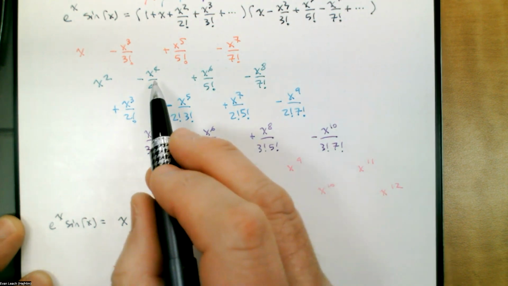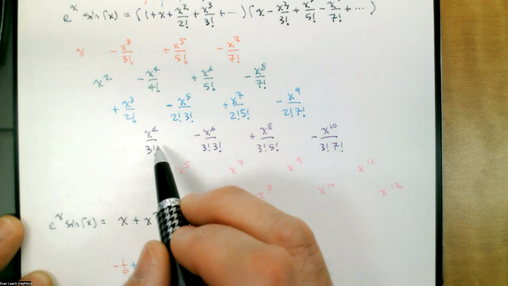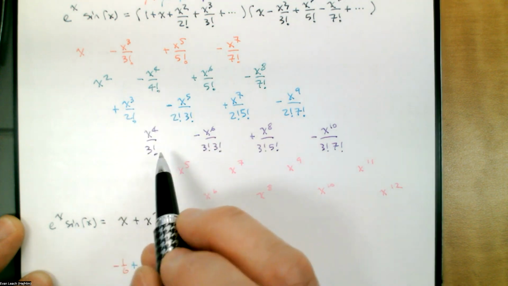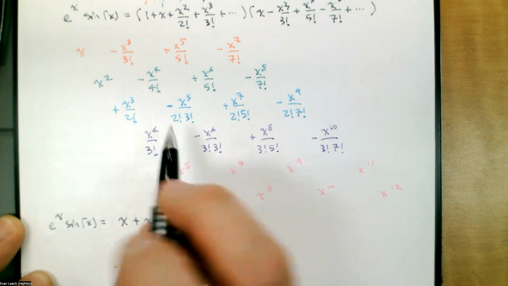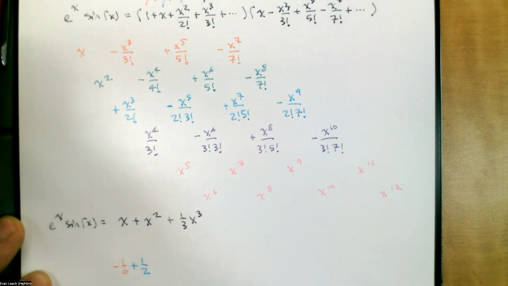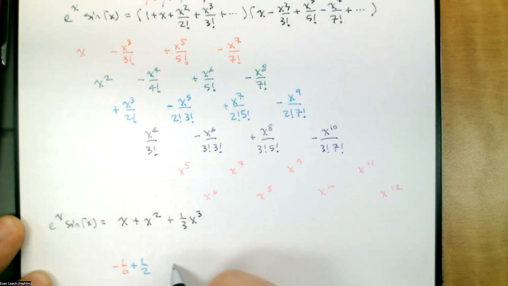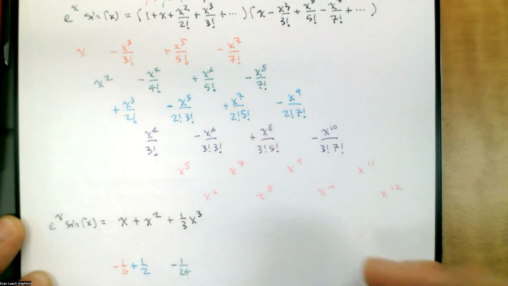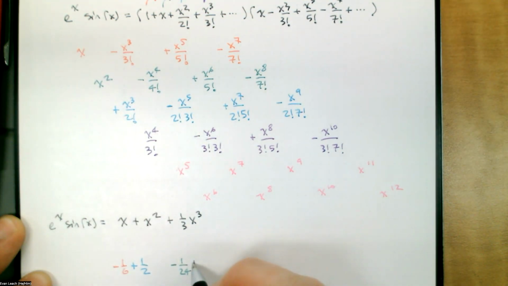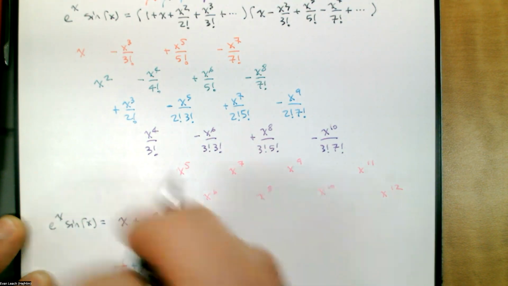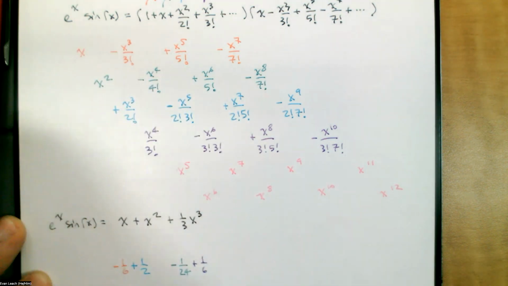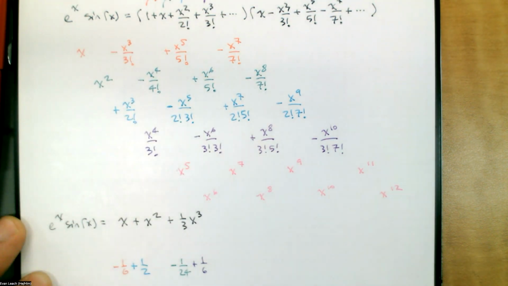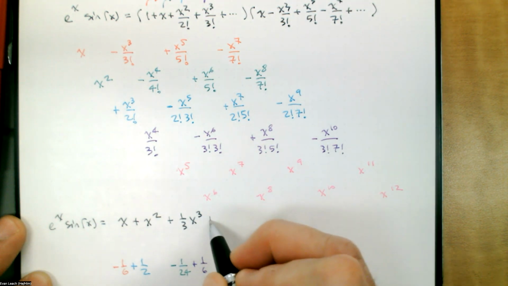Then the next term will be a minus x to the 4th plus minus 1 over 24 plus 1 over 6. So it's going to be 4 24ths. So minus 1/24 plus 4 24ths. Minus 1 plus 4 is 3 24ths or 1/8.